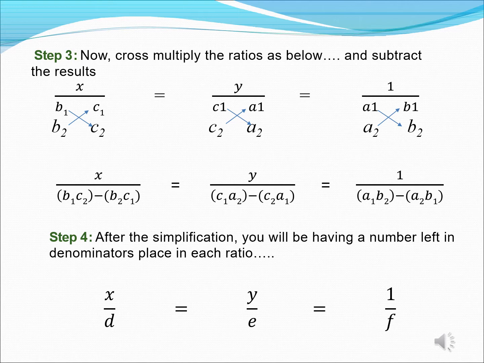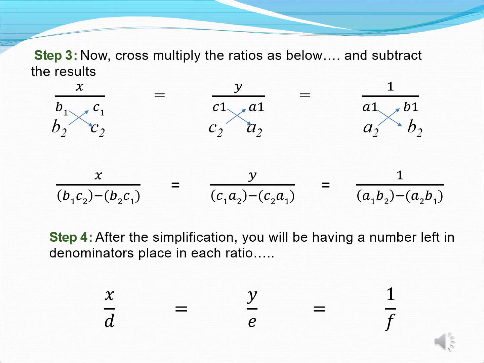The similar concept applied in the y ratio also. You can see y upon what we have written, c1 into a2 first, and then the subtraction sign, then c2 into a1. Then in the constant ratio also you can check a1 b2 minus a2 b1 we have written in the denominator space. Now then, step number 4.